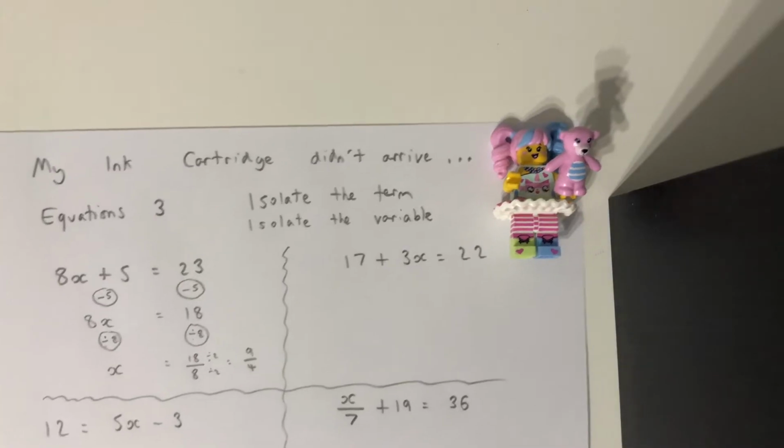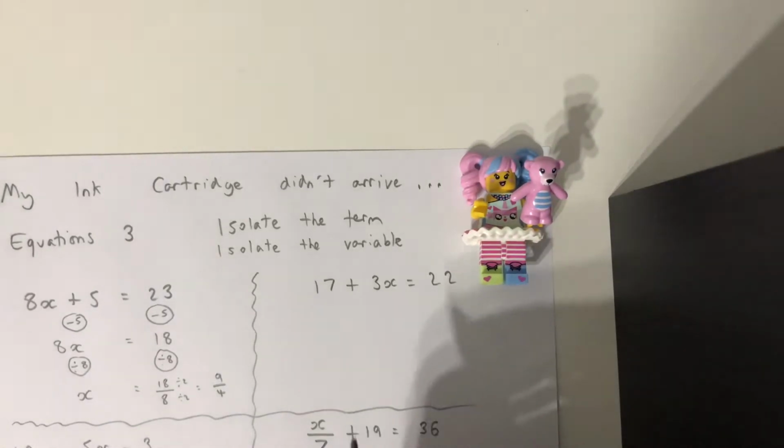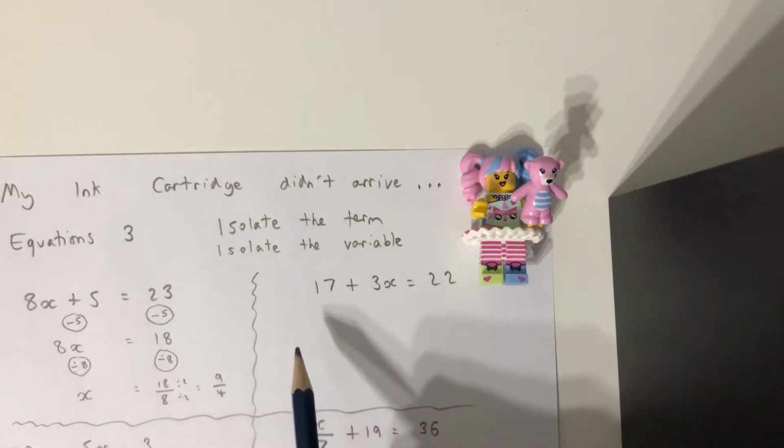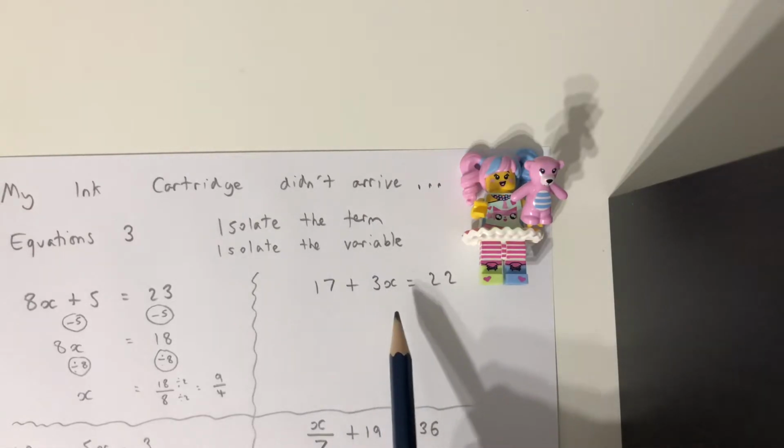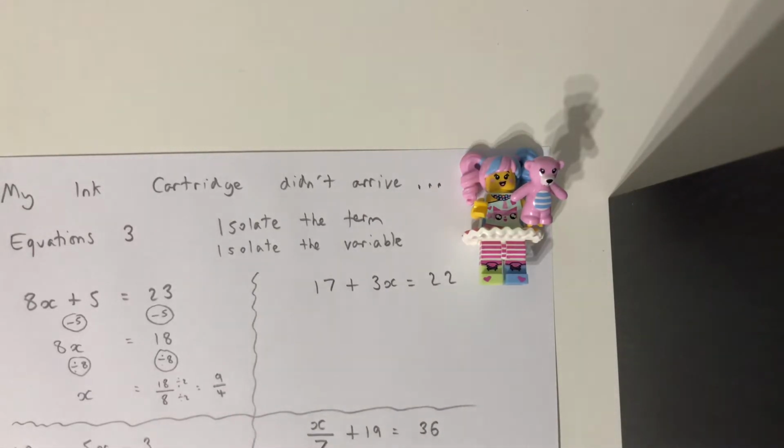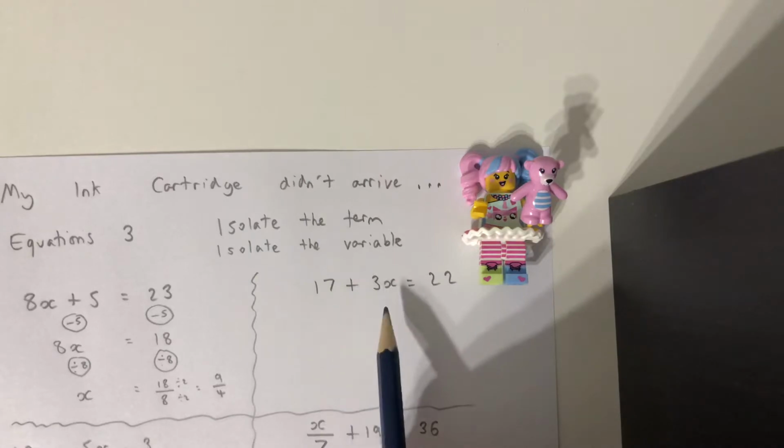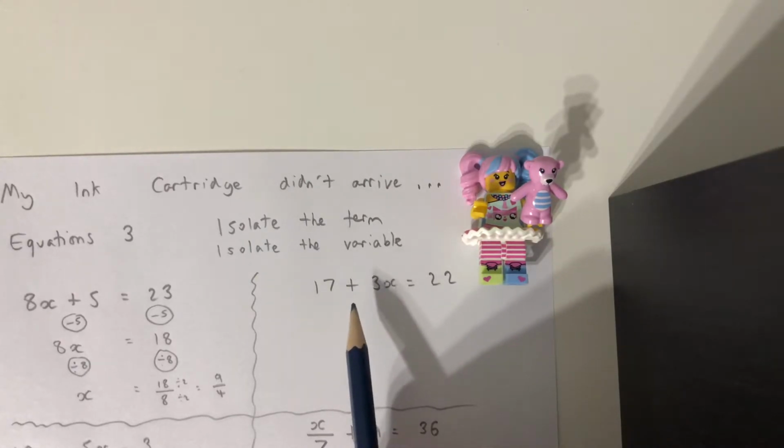Okay, so the next one, very similar, but just a different order. Instead of saying 8x add 5, we've now got 17 add 3x. It could be 3x add 17. Of course, you could rewrite it as that, but we're not going to. It makes no difference if the order's slightly different. So what we've got to do is undo it. We've got to basically isolate that term.